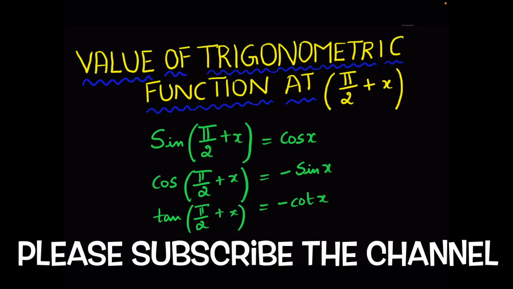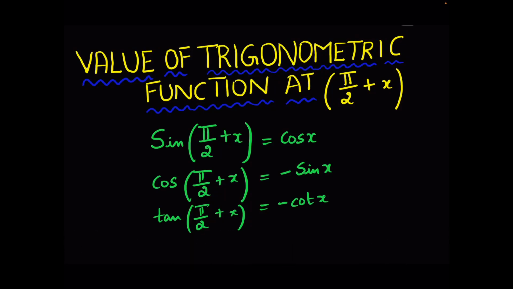In this video, let us learn how to find the value of trigonometric functions at pi by 2 plus x. We will learn why sine of pi by 2 plus x is cos x, cos of pi by 2 plus x is minus sin x, and tan of pi by 2 plus x is minus cot x.